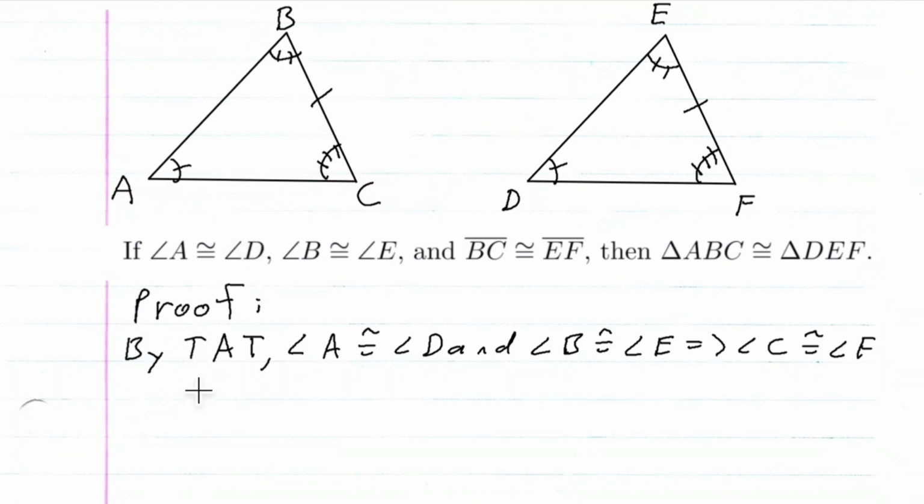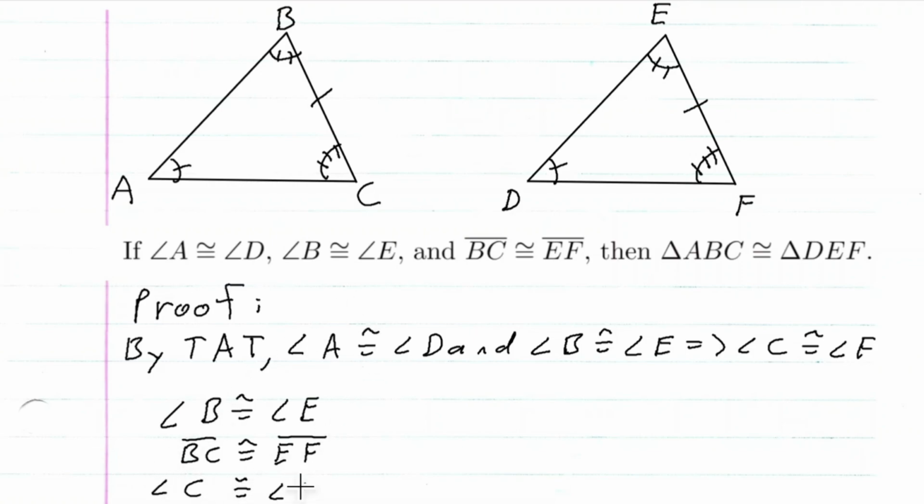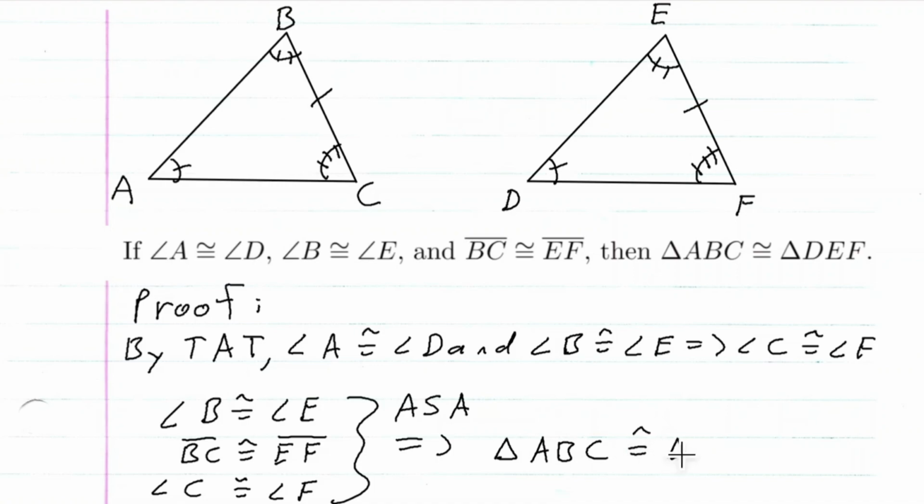So we have angle B congruent to angle E. We have side BC congruent to side EF. And we have angle C congruent to angle F. So, by the angle side angle congruency postulate, we know that triangle ABC is congruent to triangle DEF, which is what we set out to do, right?